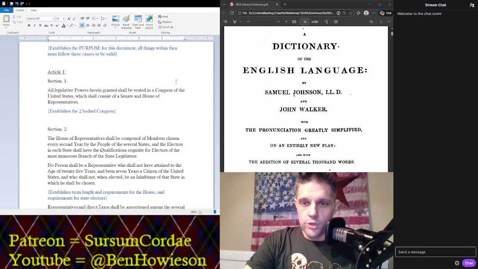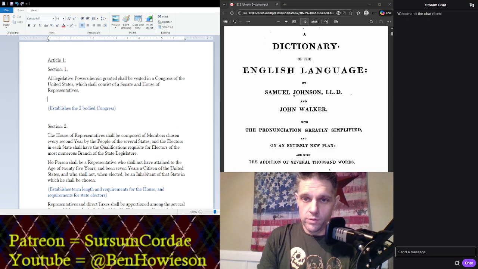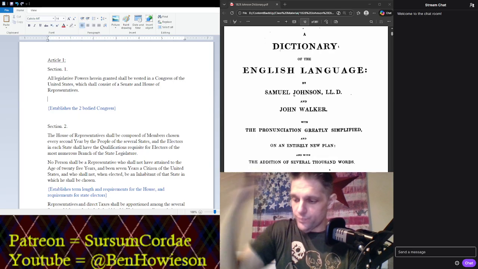Article 1, Section 1. All legislative powers herein granted shall be vested in a Congress of the United States, which shall consist of a Senate and House of Representatives. Simple section there, not too bad. Establishes our two-bodied Congress, which we have. They haven't changed that yet on us.